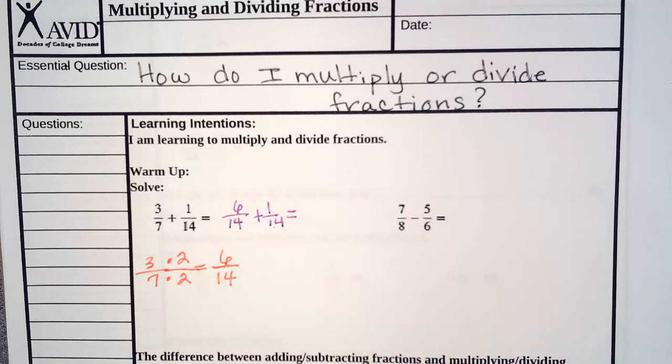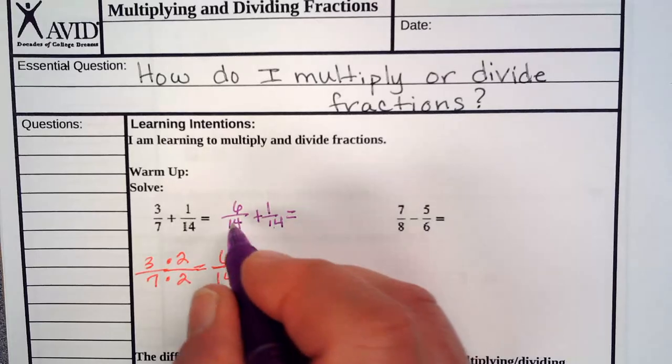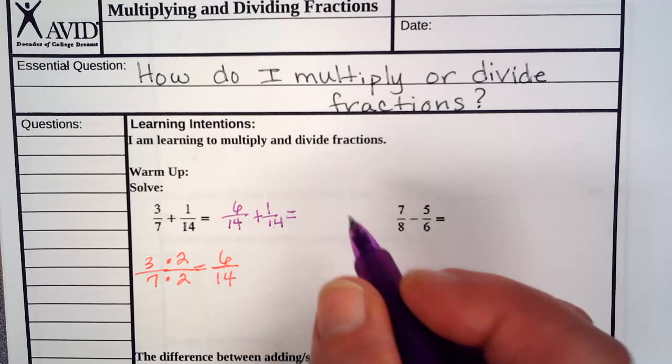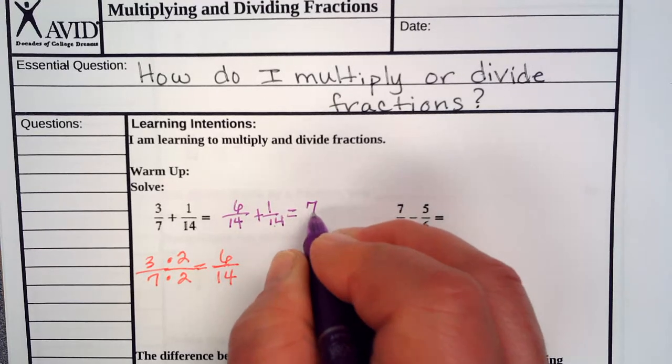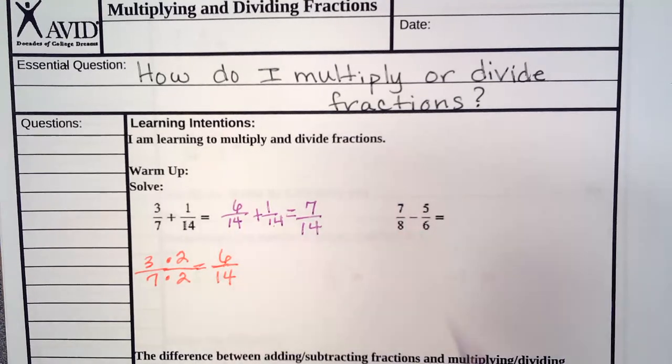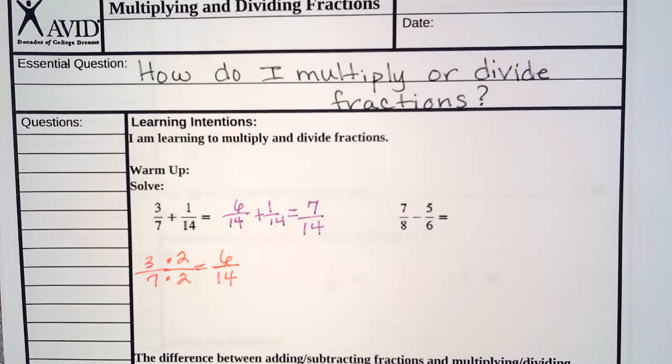Okay, 6 over 14 plus 1 over 14. All I have to deal with are the top numbers. 6 plus 1 is 7 over 14. Can I simplify?